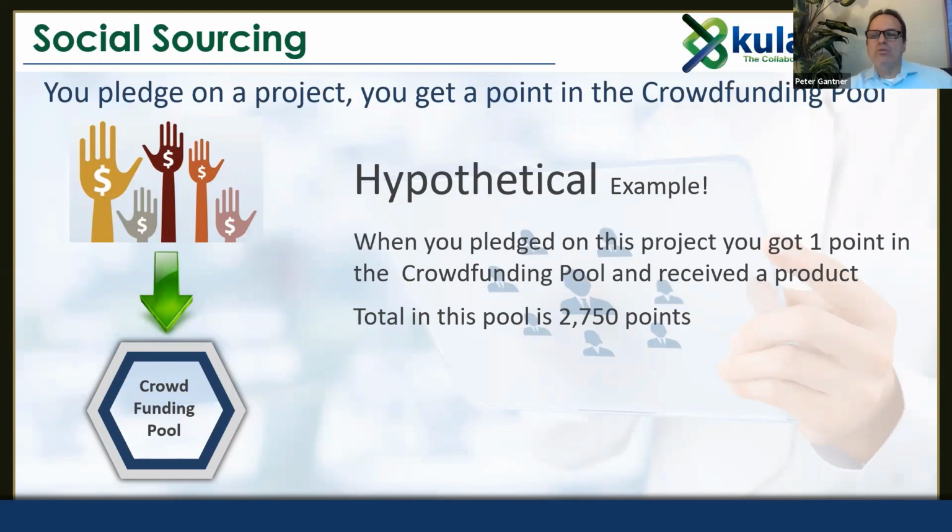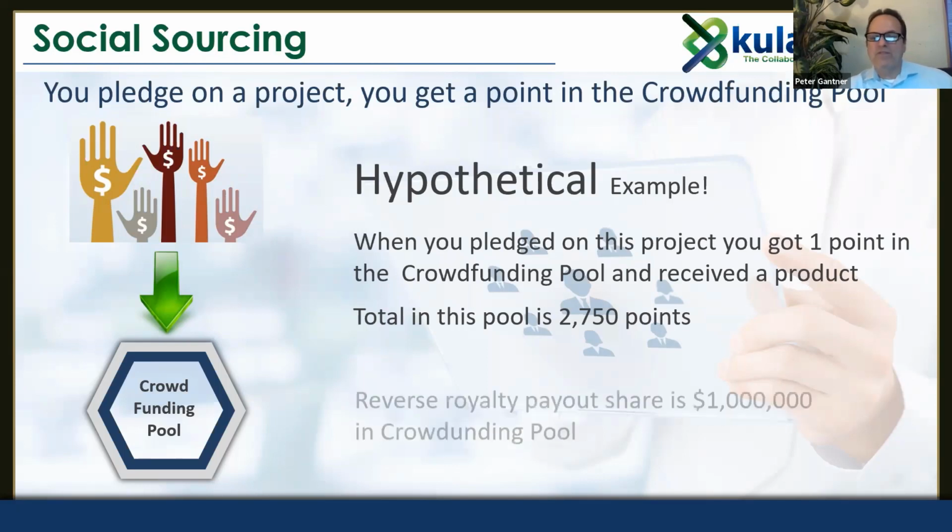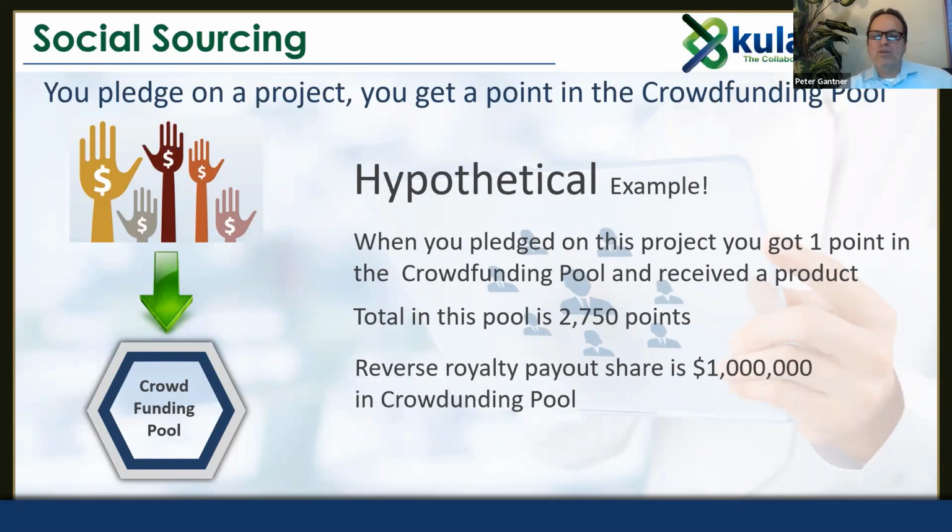Right now, I do not believe we have any pools of the 40-something projects that we've done that have over 2,000 points. Most have about 1,000 to 1,500 points in it, okay? So let's say that the reverse royalty payout share that's in the crowdfunding pool for this project, let's say this is 4 or 5 years from now, okay, has built up. This is a product now that's being sold all over the world, being sold in the US, in Canada, and over in Europe, and it is doing tens of millions of dollars in sales. So the royalty in this pool is $1 million.